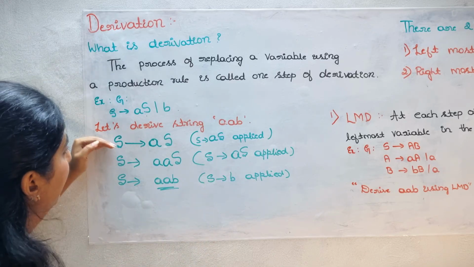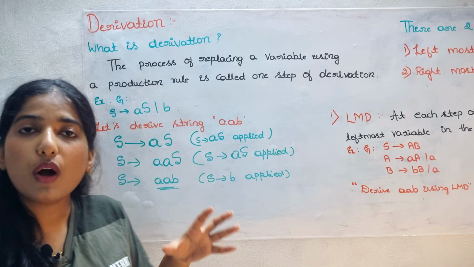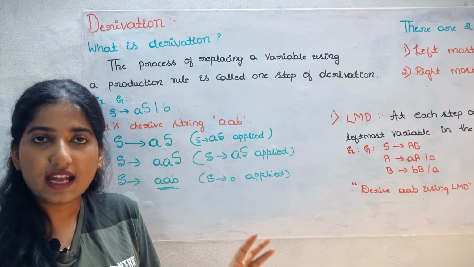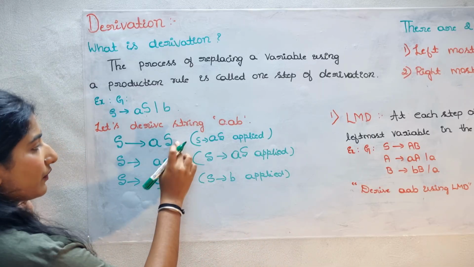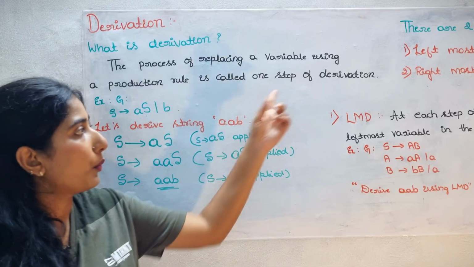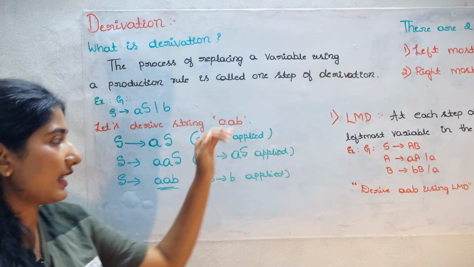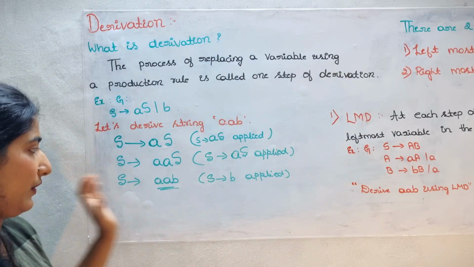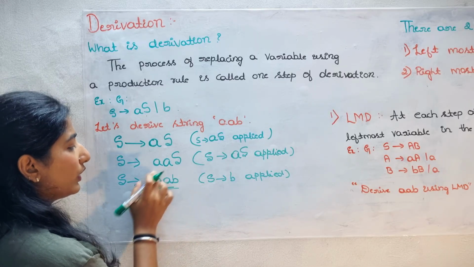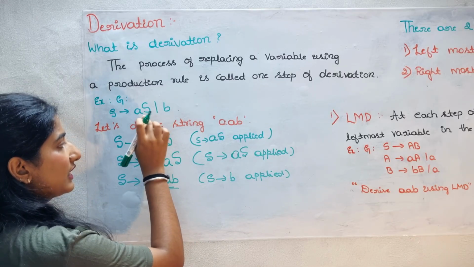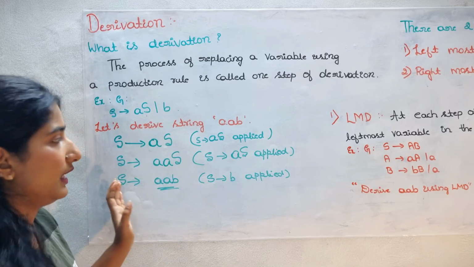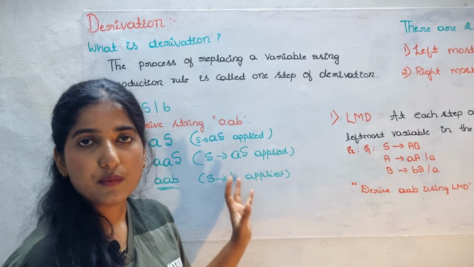So this step by step applying of rules is called derivation. This first step is called one step of derivation, then the next step of derivation, the next step of derivation, and in the final string we get only terminals. We are replacing the variable with a terminal. This is how we get the process.